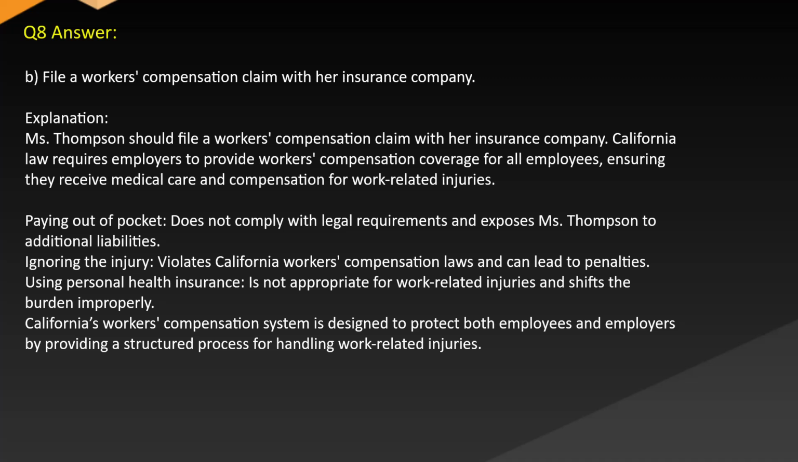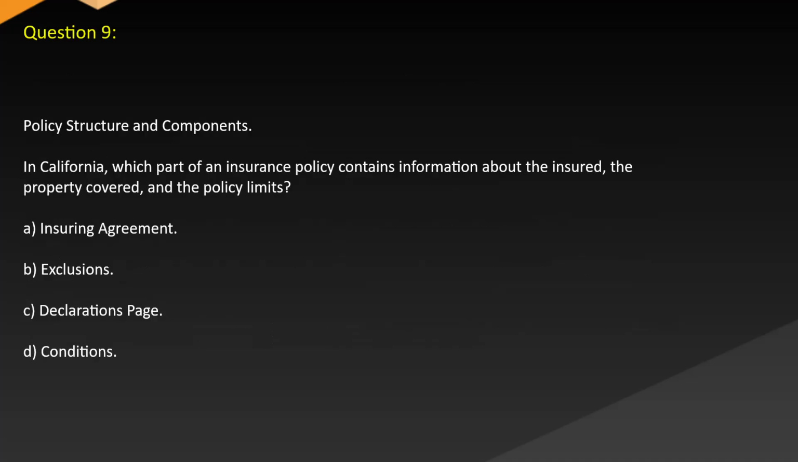Using personal health insurance is not appropriate for work-related injuries and shifts the burden improperly. California's workers' compensation system is designed to protect both employees and employers by providing a structured process for handling work-related injuries. Question 9. Policy structure and components. In California, which part of an insurance policy contains information about the insured, the property covered, and the policy limits? A. Insuring agreement. B. Exclusions. C. Declarations page. D. Conditions.